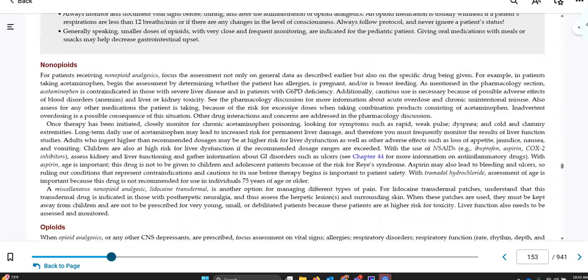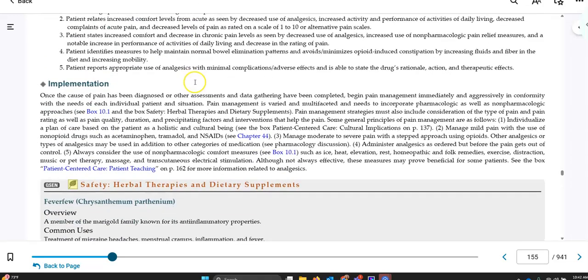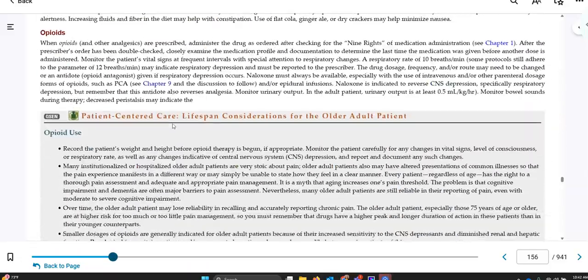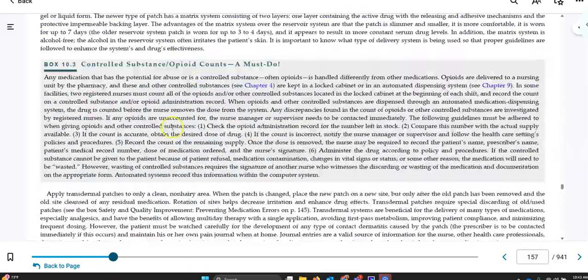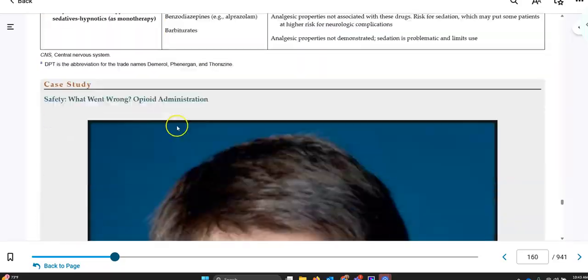And then I want you to scroll down, it even separates it out a little bit better. I want you to scroll down to the implementation. One of the things we want to make sure we're doing when we're giving our medications is having our patients rate their pain before we give the medication, and then coming back to assess that pain after we've given the medication is also very important. And then that goes right into our evaluation of these medications.